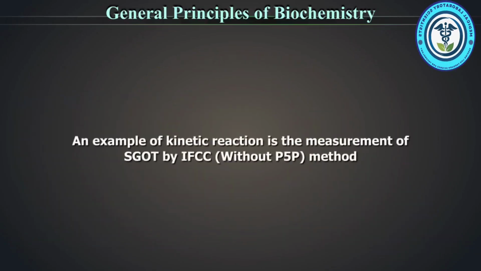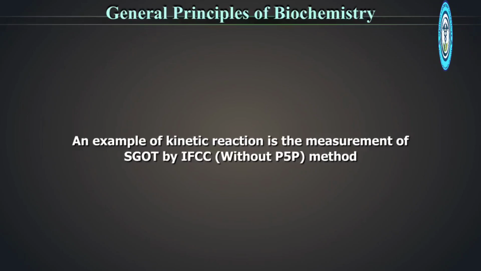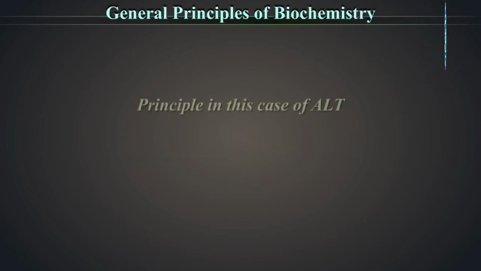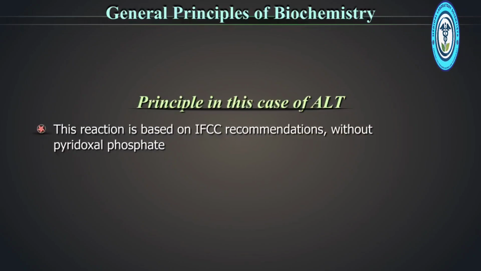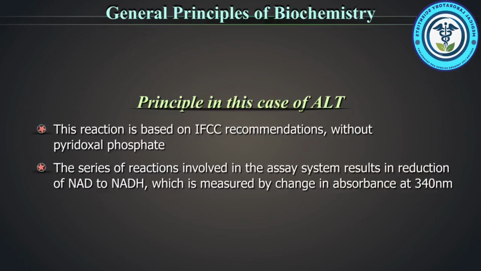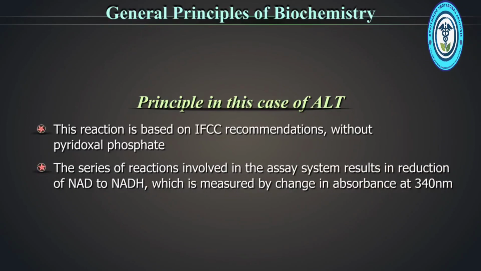An example of the kinetic reaction is the measurement of SGOT by the IFCC without P5P method. Principle, in this case of ALT: this reaction is based on IFCC recommendations without pyridoxal phosphate. The series of reactions involved in the assay system results in reduction of NAD to NADH, which is measured by change in absorbance at 340 nanometers.